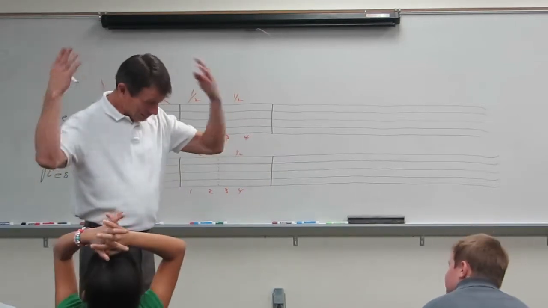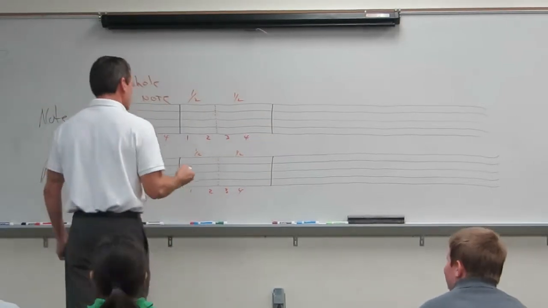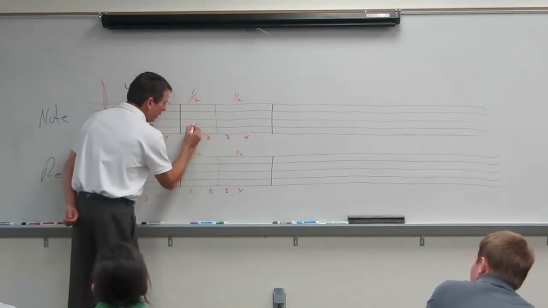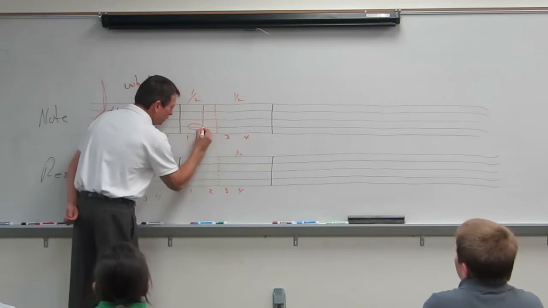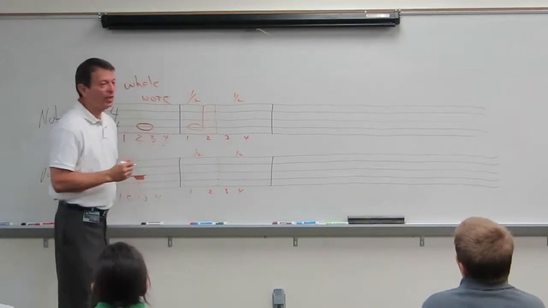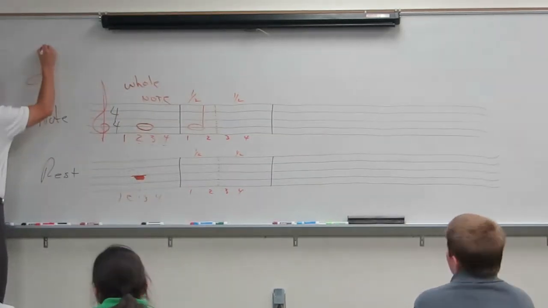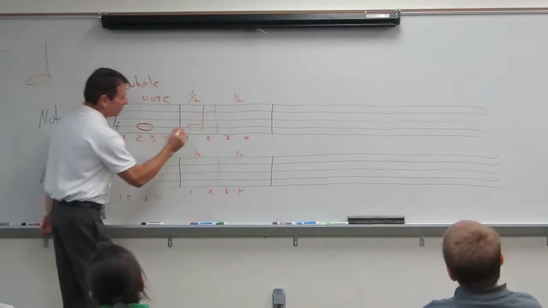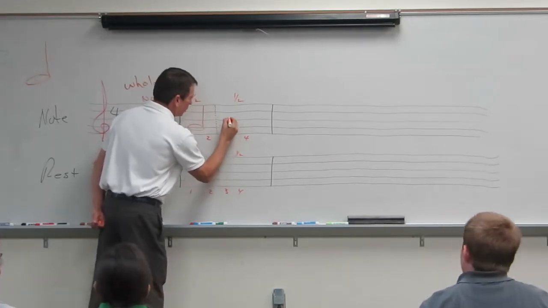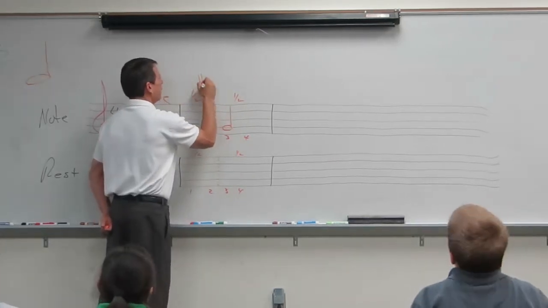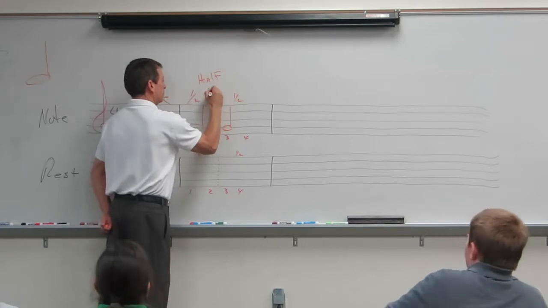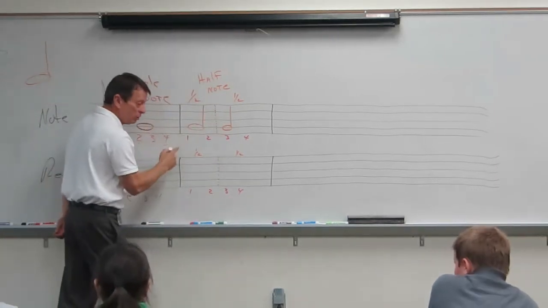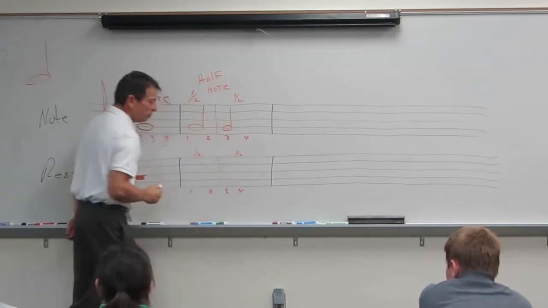And what does a half note look like? It looks like a whole note with a stem. Think of it as a whole note being cut in half, because that's exactly what we're doing, right? So we have a whole note with a stem, or a half note. And each half note in 4/4 time gets how many beats? 2. 1, 2.